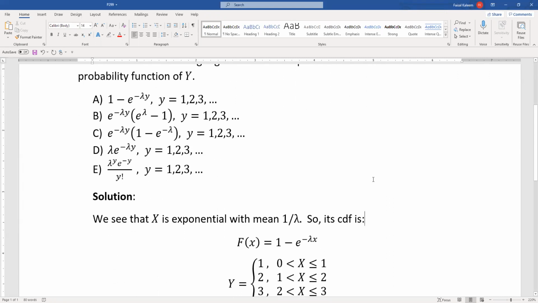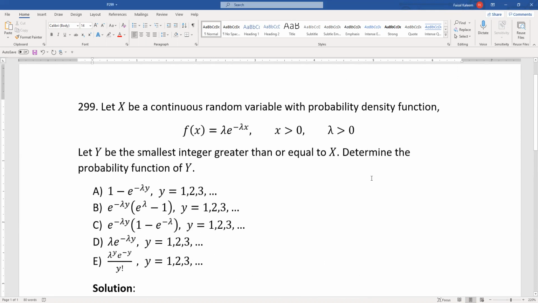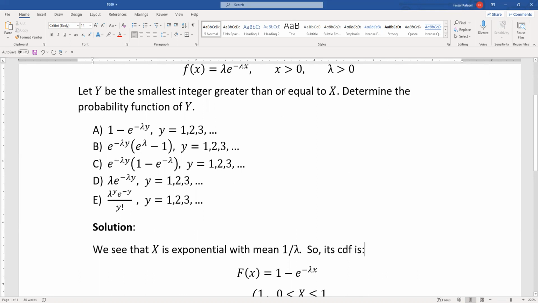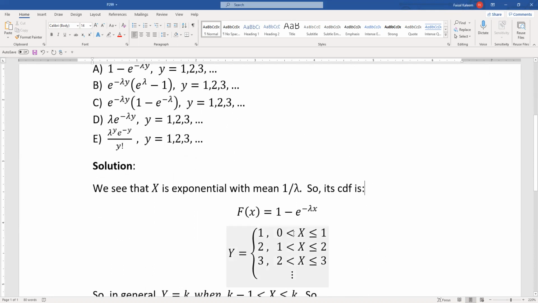So Y is the smallest integer greater than or equal to X. Now X is positive. So when X is greater than 0 and less than or equal to 1, Y has to be 1 because Y has to be an integer greater than or equal to X, and it has to be the smallest such integer. So the smallest integer that is greater than or equal to these X values between 0 and 1 will be 1.